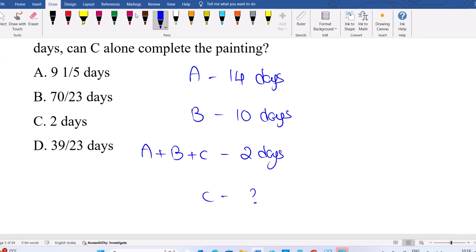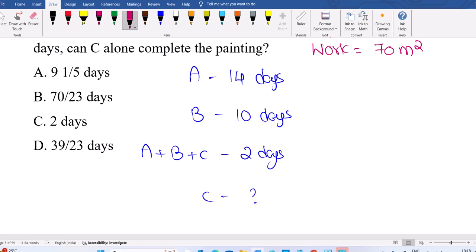I'll give the shortcut method also at the end, which we discussed earlier in previous classes as well. Work can be, suppose I am supposed to paint 70 meter square. 70 is the LCM of 14, 10 and 2. Why have I written meter square? This is painting the wall, and wall means area. Related to the question, I could take 70 pages also, no problem. But this is regarding painting, painting the wall or something, so it's related to area. I am taking meter square.